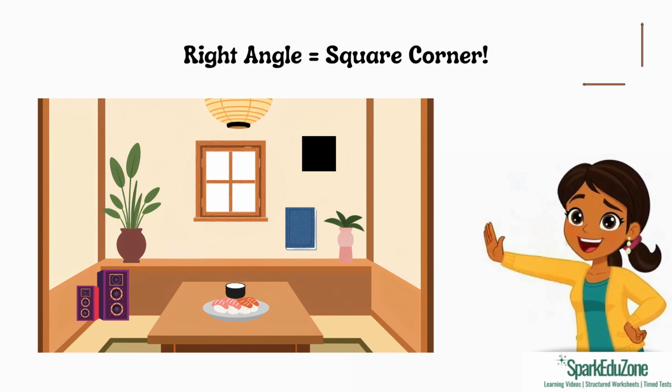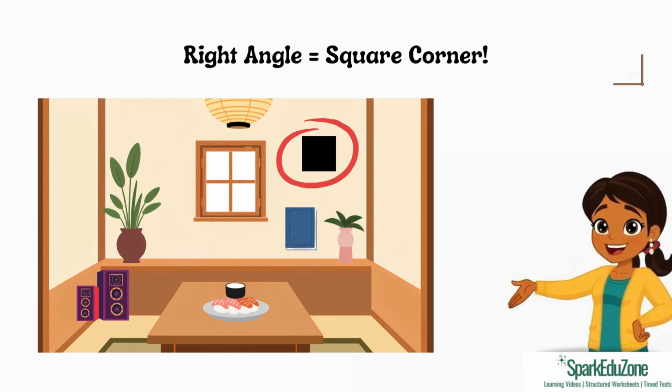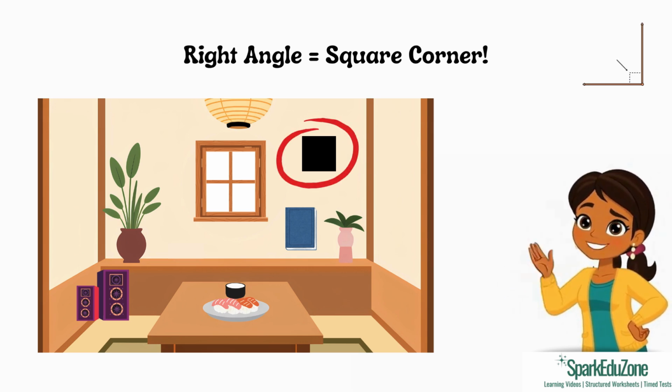Remember, a right angle is a perfect square corner. It measures 90 degrees. See that little square? That means right angle. Easy.